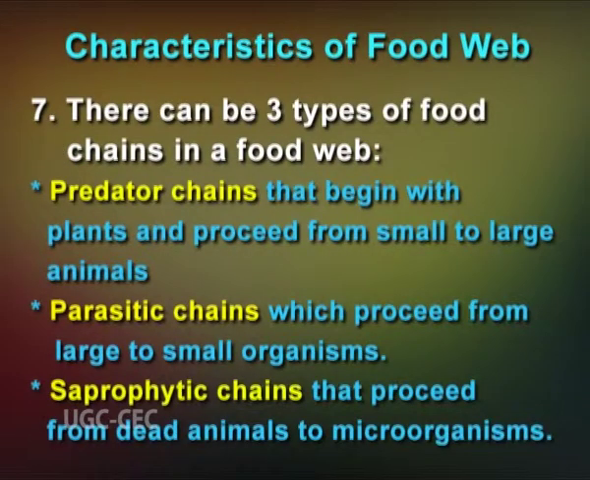There can be three types of food chains in a food web. Predator chains that begin with plants and proceed from small to large animals. Parasitic chains which proceed from large to small organisms. Saprophytic chains that proceed from dead animals to microorganisms.